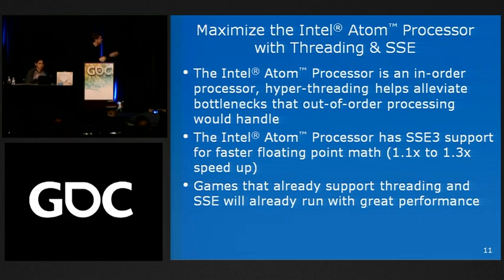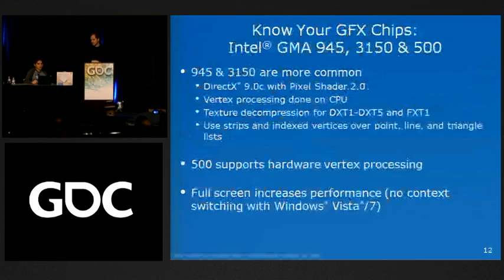Now, games that already support threading already use SSE3. If you have a game that runs on Windows, uses DirectX 9, you may use threading, you may use SSE3. It'll all run on Atom. So it's easy to just take your app, drop it on there, and validate that it's good for this platform. Okay. So that's the Atom processor.